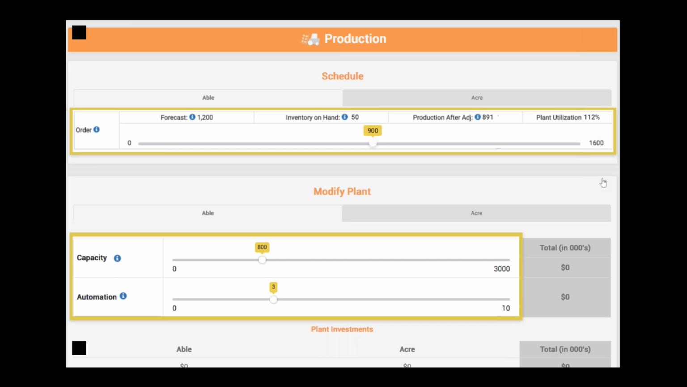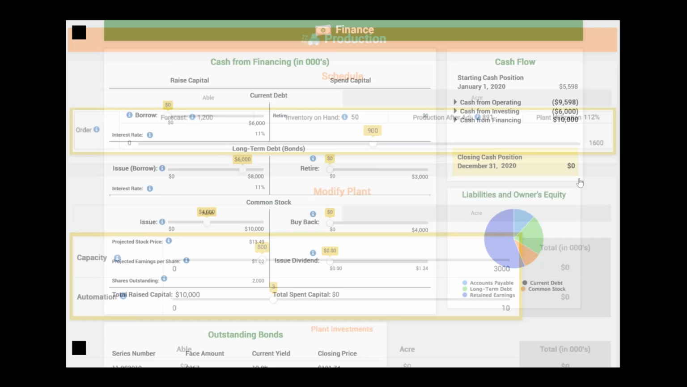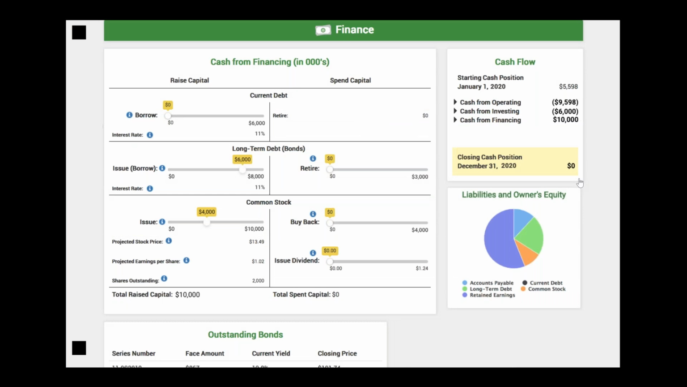Now again, these decisions drive all sorts of different things in the engine. Automation, for instance, will affect the labor cost of a unit because now we have machines that could be replacing a manufacturing person's role. Now, finally, in finance, the student is asked to put it all together and keep the company rolling. They have to make sure that their investments are funded and the company is profitable.